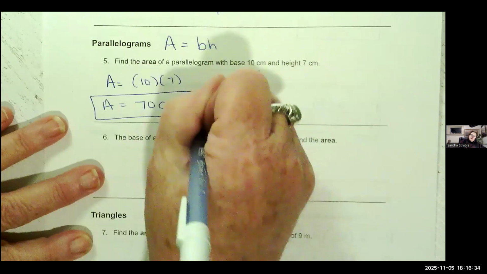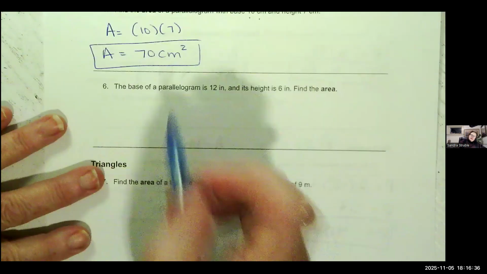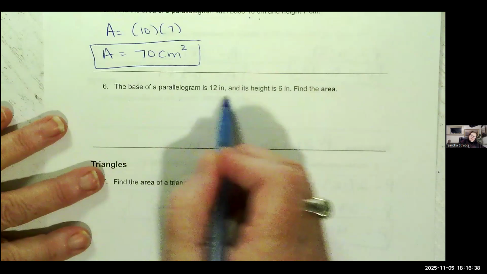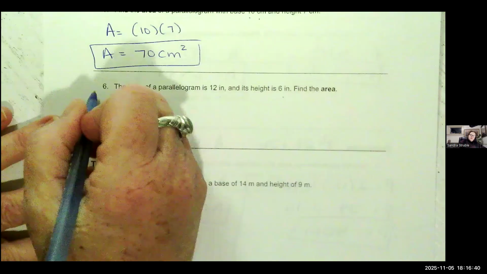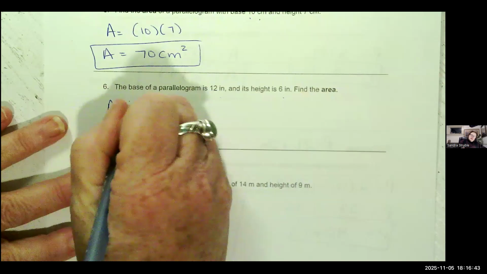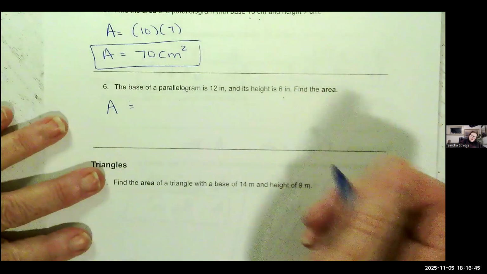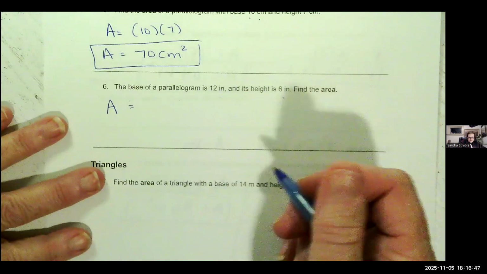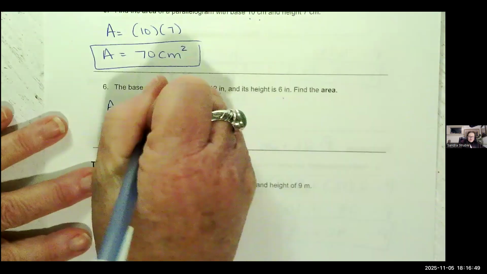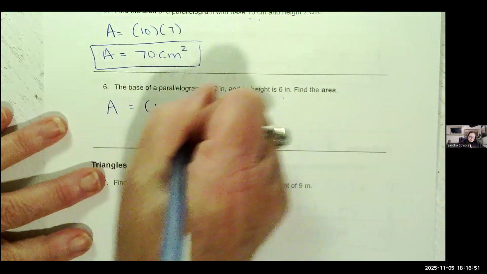The base of a parallelogram is 12 inches, and the height is 6 inches. Find the area. Again, pause the video, do the work yourself, and come back to see how you did. 12 times 6. So the area is 72 inches squared.